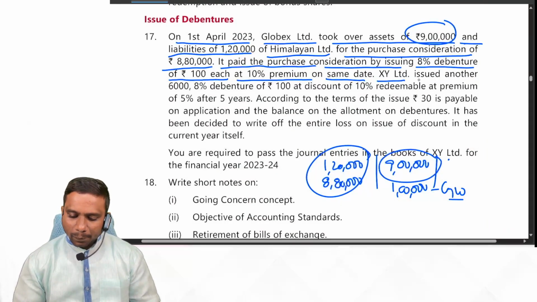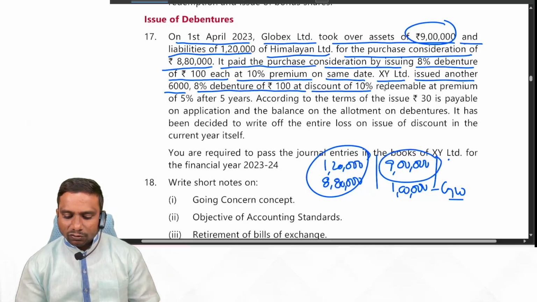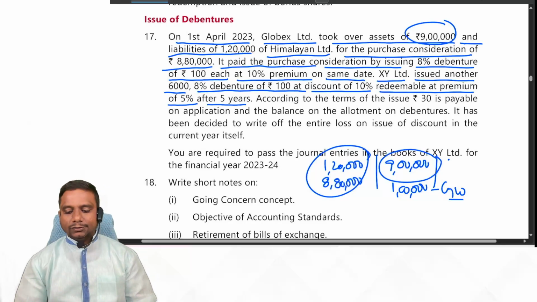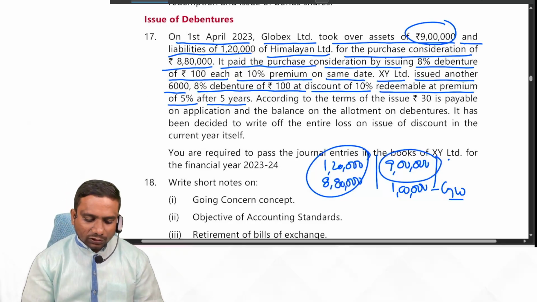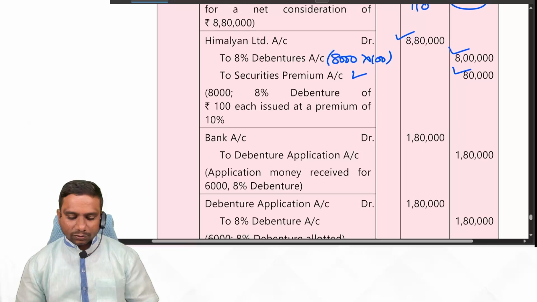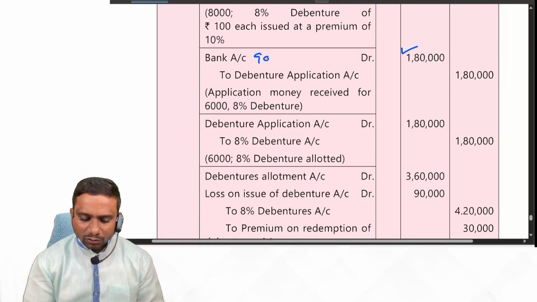XY Limited issued another 6,000 8% debentures of 100 each at a discount of 10%, redeemable at a premium of 5% after 5 years. So here we also issued 6,000 debentures. At what price? 10% discount means 90 rupees we receive. Bank account debit to debenture application account.